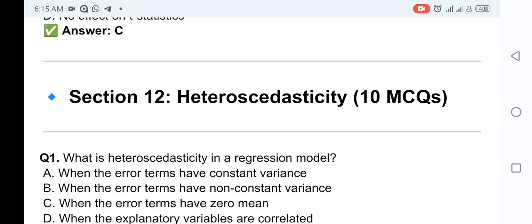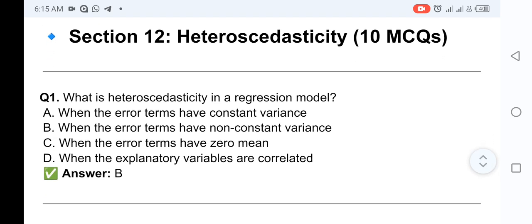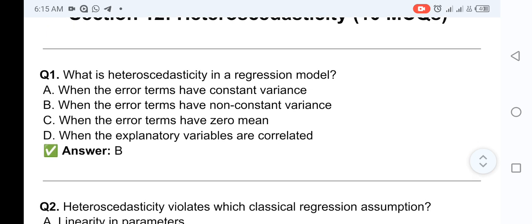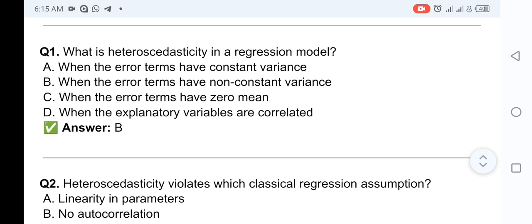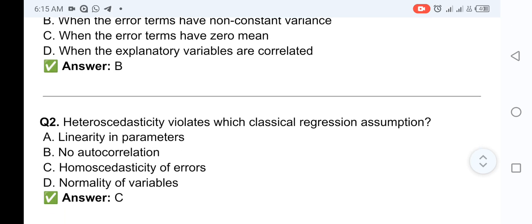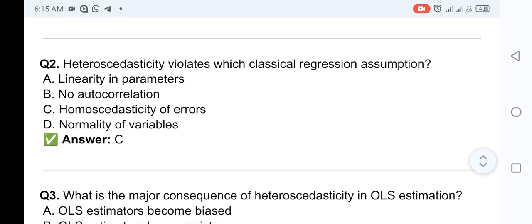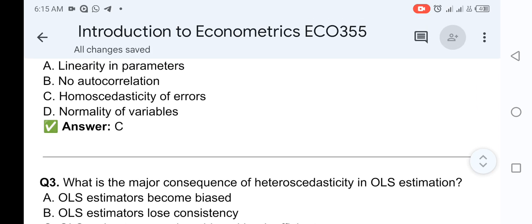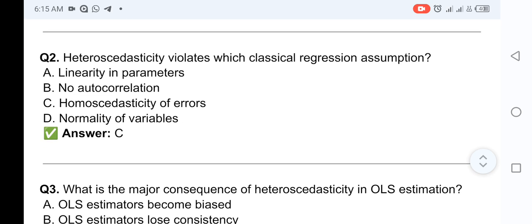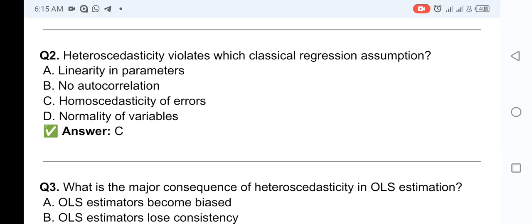Section 12, Heteroscedasticity, 10 MCQs. Q1. What is heteroscedasticity in a regression model? A. When the error terms have constant variance. B. When the error terms have non-constant variance. C. When the error terms have zero mean. D. When the explanatory variables are correlated. Answer B. Q2. Heteroscedasticity violates which classical regression assumption? A. Linearity in parameters. B. No autocorrelation. C. Homoscedasticity of errors. D. Normality of variables. Answer C.